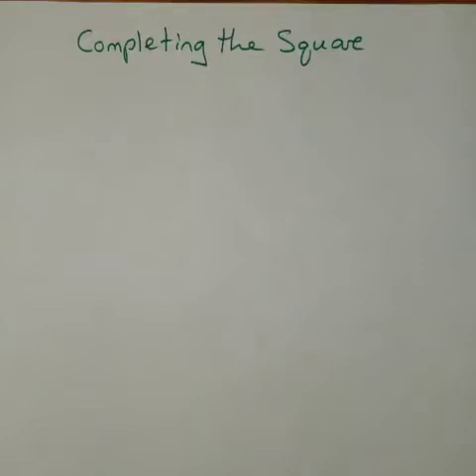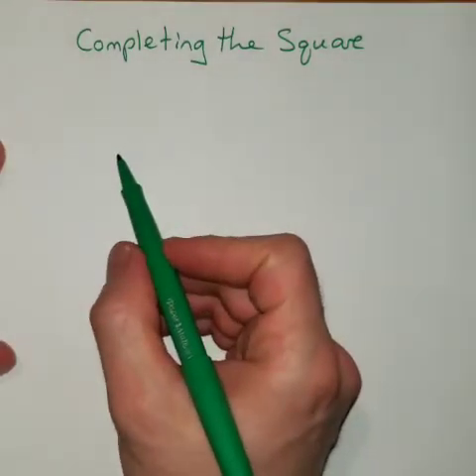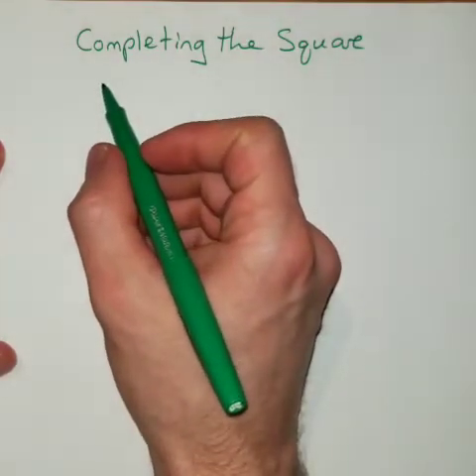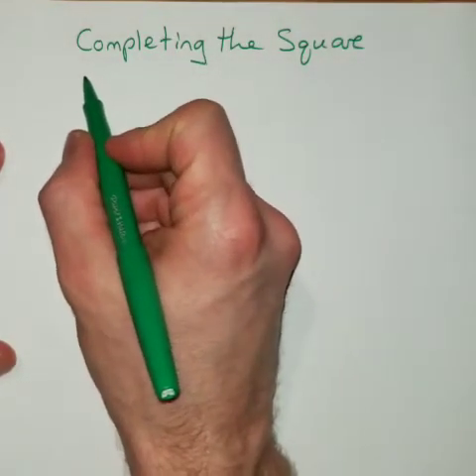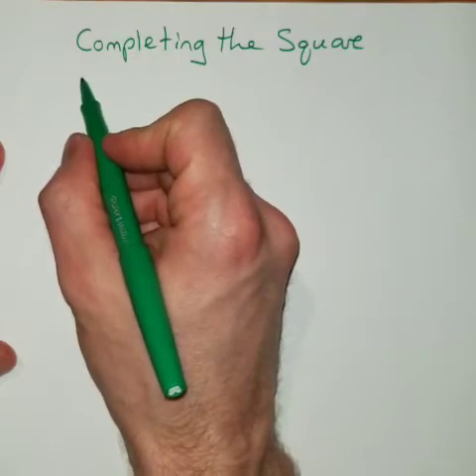Alright, in this video we're going to talk about completing the square. It's a technique that builds upon a formula that we saw when we did factoring, called the perfect square trinomial formula. This is something you've seen before.